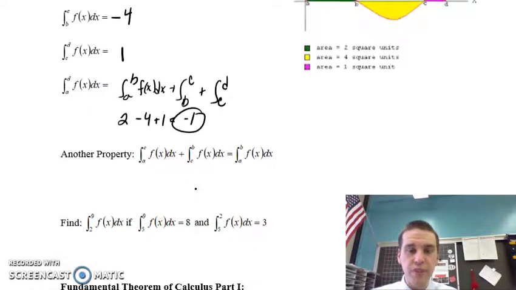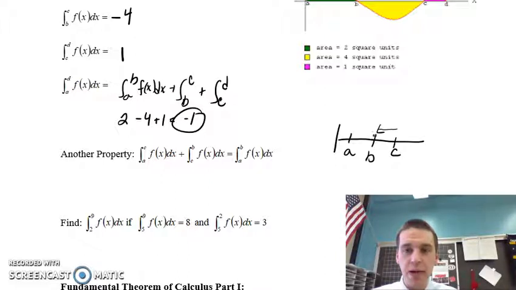One other property, and we can look at this by drawing it out. If we have the integral from A to C, and we have the integral from C to B going backwards, then A to C minus C to B leaves us with the area of A to B, which should make sense. If we label them A, B, C and go backwards, we're subtracting that area and we're left with just A to B.